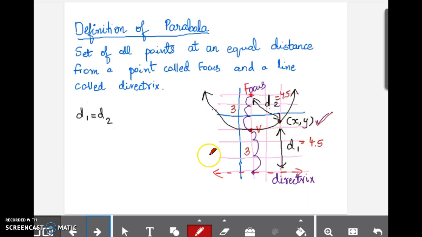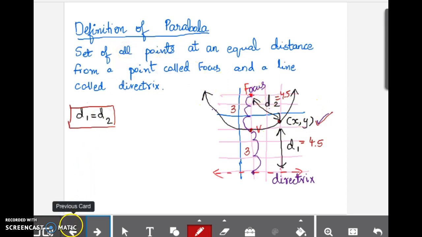So every parabola will satisfy this equation: the distance d1 will be equal to d2 for every single parabola. No matter where I have x and y, the distance from that point to the focus and from that point to the directrix will be the same. Now when you look at the graph, d1 does not look like d2, or they don't look like the same length, because it's a rough graph. I've not drawn a perfect graph over here, that's why.